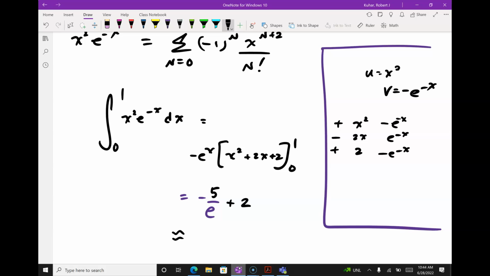Okay, yeah. So I just want a nice decimal for 2 minus 5 over e, right? So a decent decimal there. 2 minus 5 divided by e. About 1, so it's about, sorry, 1.60602.7941.